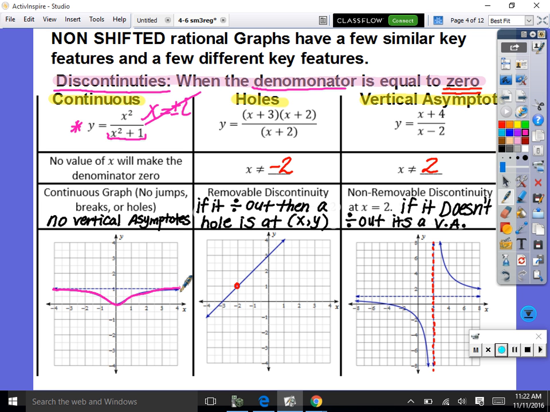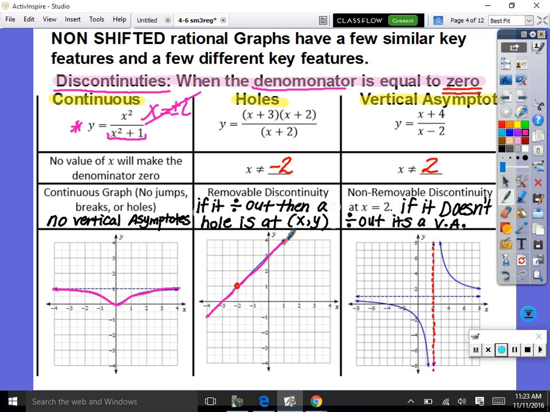Everybody good with that? Okay, so now we're going to talk about when a graph will have a hole, which is a discontinuity. So everybody look at this picture right here. Do you see how if I draw in the graph, right here there's a hole, so I have to pick up my pencil and then keep drawing. That is a discontinuous graph because I had to pick up my pencil. Does everybody understand? Okay, so there's a break. That's a hole in the graph.